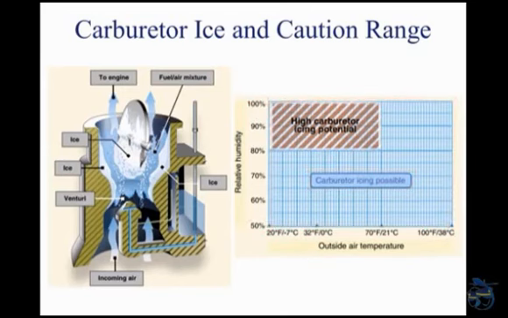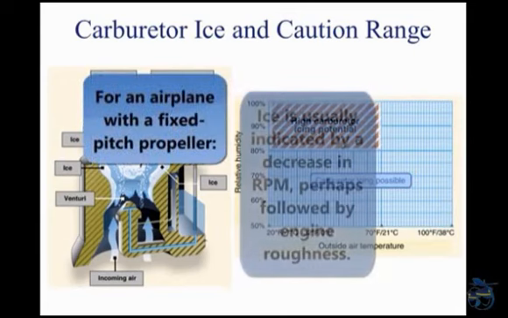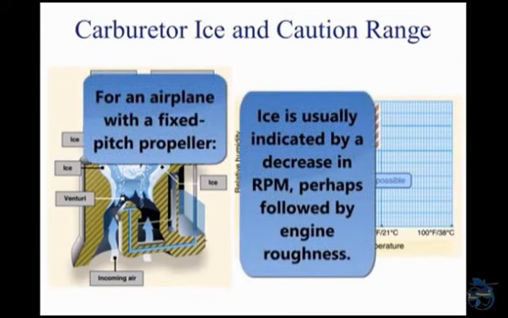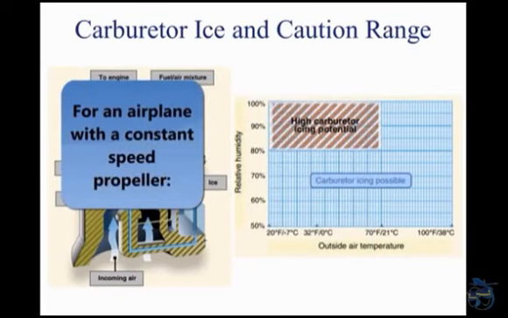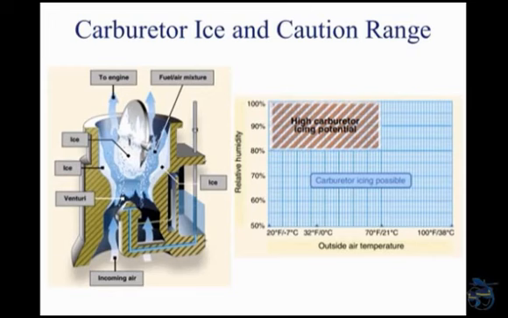The first indication of carburetor icing in an aircraft with a fixed-pitch propeller is a decrease in engine RPM, which may be followed by engine roughness. In an aircraft with a constant-speed propeller, carburetor icing is usually indicated by a decrease in manifold pressure, but no reduction in RPM. Propeller pitch is automatically adjusted to compensate for loss of power. Thus, a constant RPM is maintained.